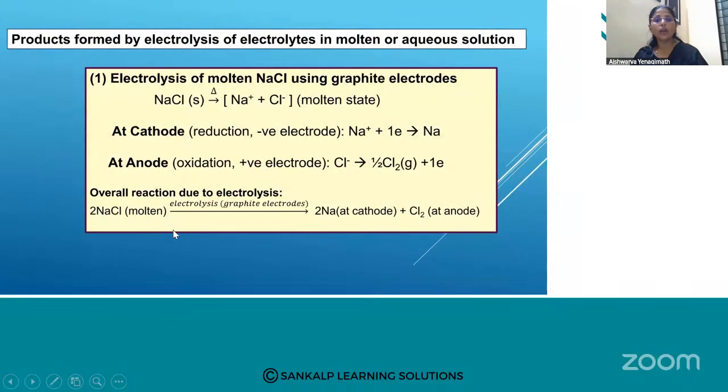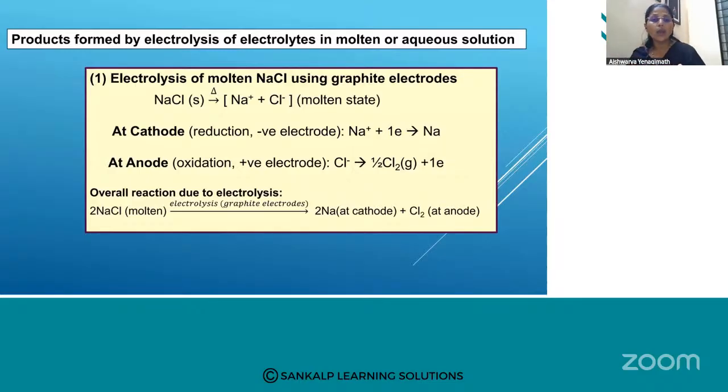Fine. So products formed during the electrolysis of molten NaCl using graphite electrodes, inert electrodes we have taken. In the molten state, NaCl dissociates as Na+ and Cl-. And you know that at the cathode, what happens? The cathode is the negative terminal, so electrons are there. So Na+ will go to the cathode and take those electrons. When Na+ takes those electrons, there is a gain of electrons, which means reduction, happening at the negative electrode, and forms Na.